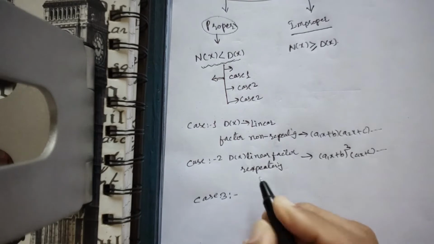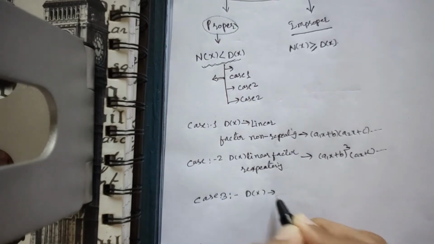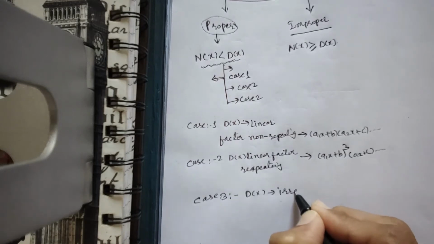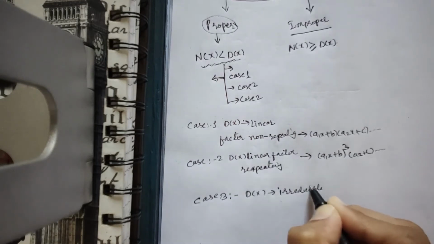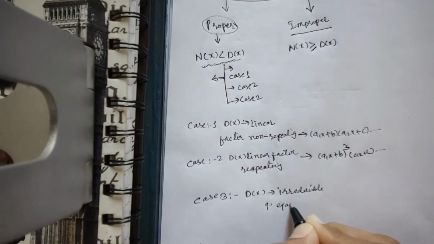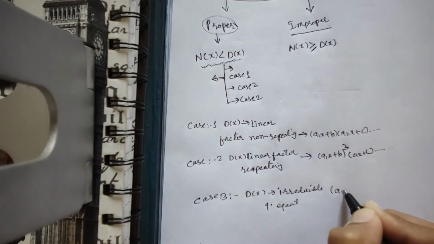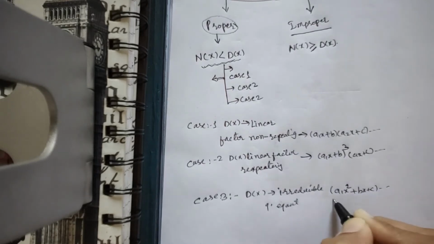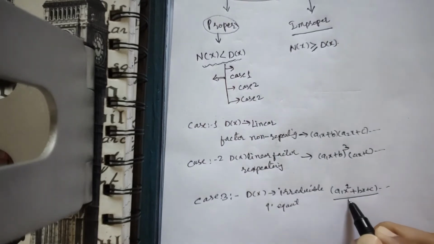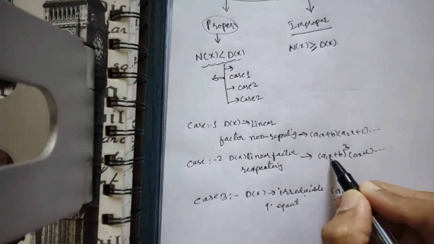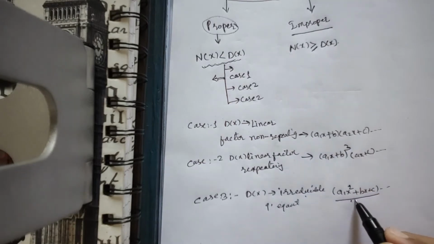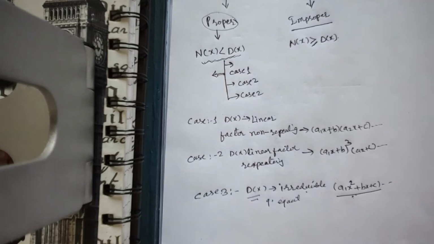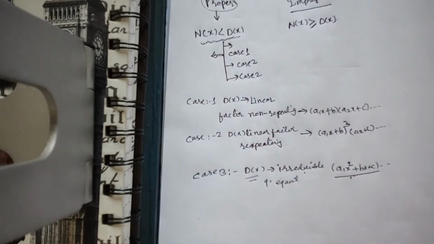In case 3 we see that D of x contains an irreducible quadratic equation. So it's kind of a1x square plus bx plus c. This kind of term you will have. If this quadratic equation is reducible, then it will convert into case 1 or case 2. But if it is irreducible, then we need case 3. And how do we resolve this?